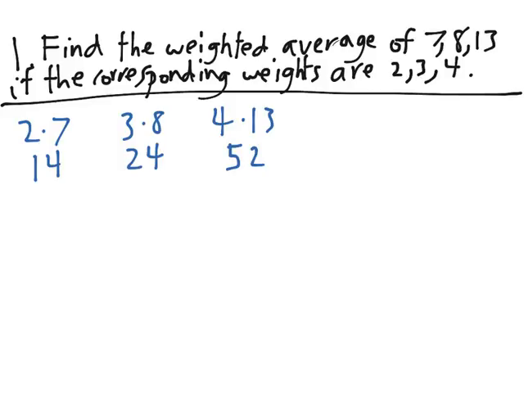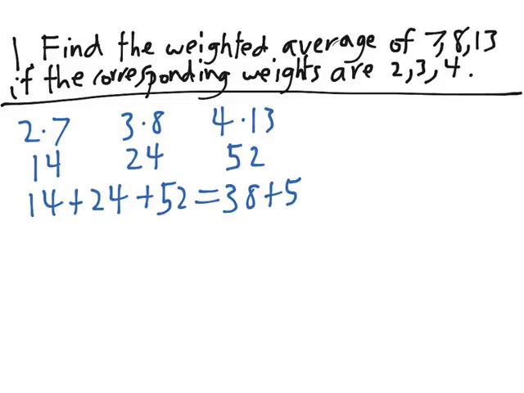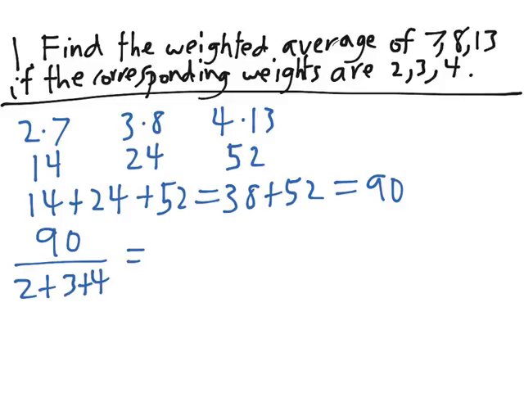The next step is to add up all of these numbers. So 14 plus 24 plus 52 is equal to 38 plus 52 if we combine the first two terms, and this is equal to 90. Now the final step is to take 90 and divide it by the total weight. So 90 over the sum of the individual weights, 2 plus 3 plus 4, which is equal to 90 over 9, which is equal to 10. So the weighted average here is 10.